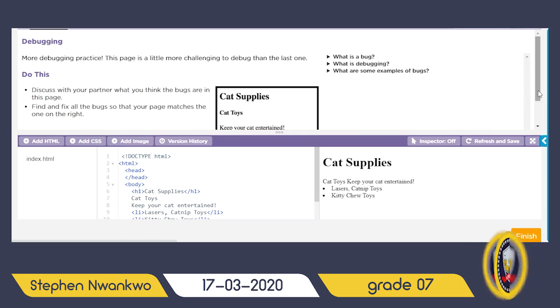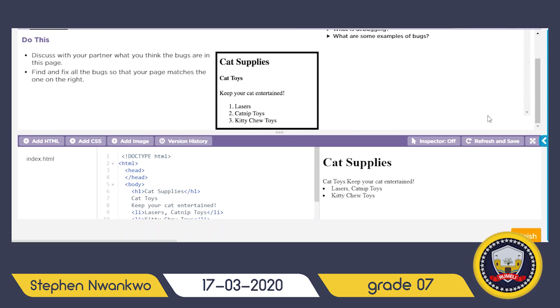Here is another example of debugging. And it says, discuss with your partner what you think the bugs are in this page. Find and fix all the bugs so that your page matches the one on the right. Okay, now take a good look at this image. Cat supplies, cat toys, keep your cat entertained. Number 1, lasers. Number 2, catnip toys. Number 3, kitty chew toys.